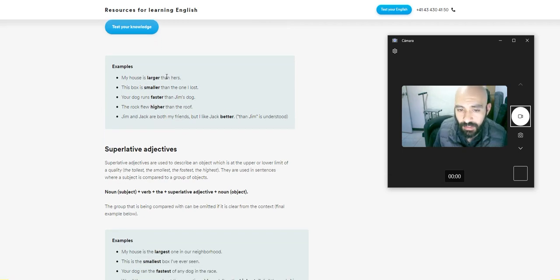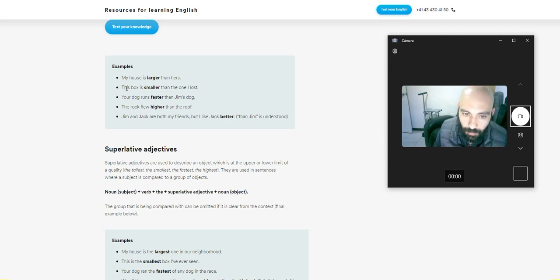My house is larger than hers. Okay, so the word large by itself means to be bigger, to occupy more space. But when we add the letter R in here, it becomes larger and it becomes a comparative. So this is very important to remember, that it's different to say large than to say larger.